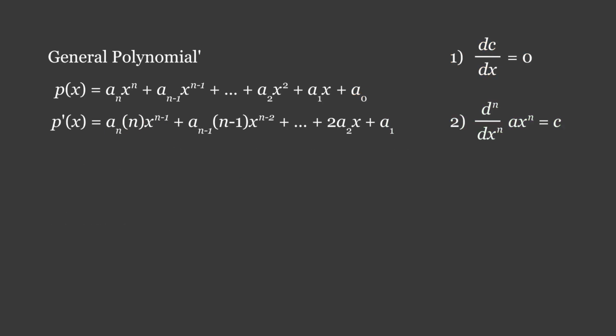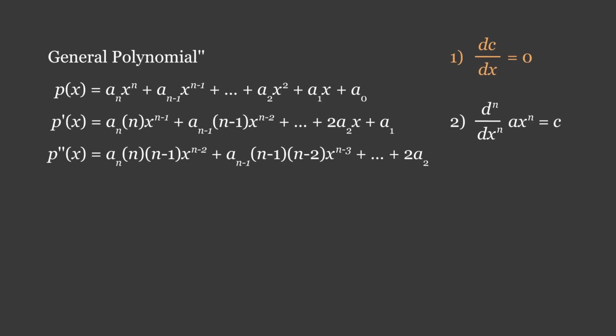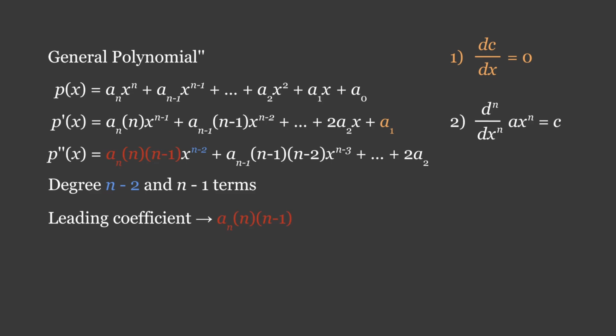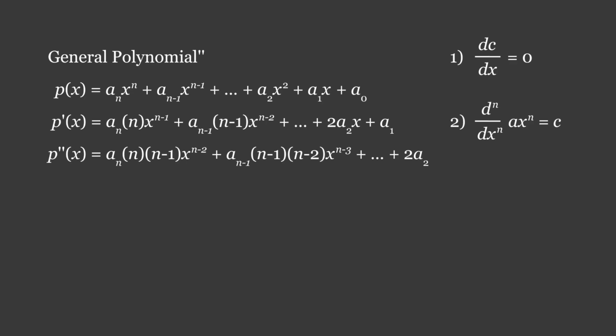When we differentiate for the second time, the first rule ensures that the new constant a_1 disappears. The power rule decreases the degree to n minus 2, and the polynomial now has n minus 1 terms. The leading coefficient becomes a_n multiplied by n minus 1, and the second rule creates a new constant, 2a_2. There are many patterns at play here. Notably, after each derivation, we lose a constant term because of the first rule, and we create another constant term because of the second rule.